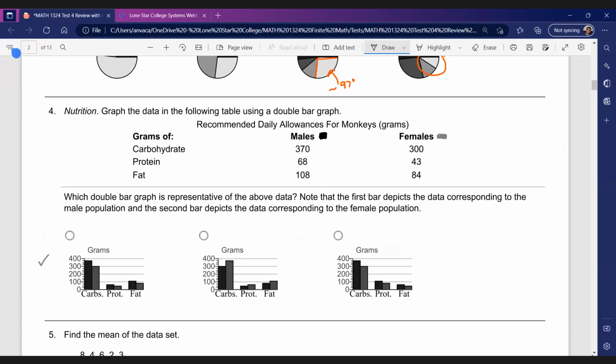But let's look at this one. So this would be 370 and 300. Then over here, 68. Let's see. So this is looking a little bit more than less than. I don't think I'm ruling this one out. But let's see. Something here doesn't quite make sense to me. I'm gonna go with A.